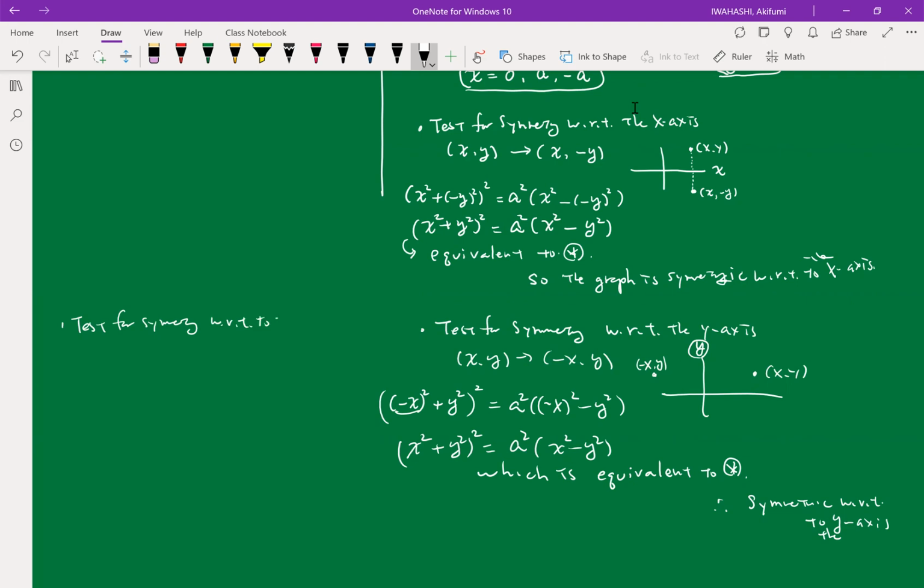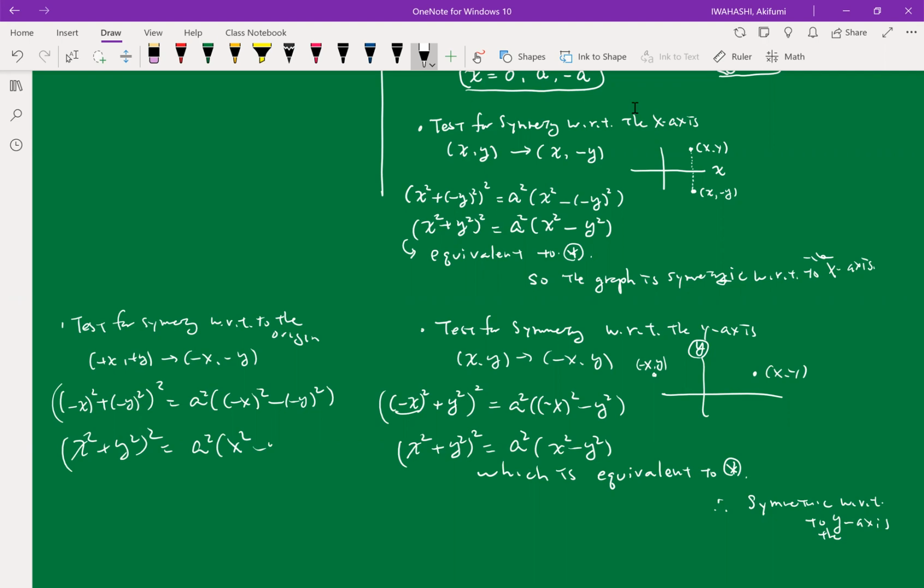Okay. Last thing is test for symmetry with respect to the origin. It's almost identical. You replace x and y by negative x and negative y. So the expression will be negative x squared plus negative y squared is equal to a squared times negative x squared minus negative y squared. But since all of them are negative squared, it's going to become this. And this is exactly identical to the star, equivalent to the star. So the conclusion is that the graph of this equation is symmetric with respect to the origin.